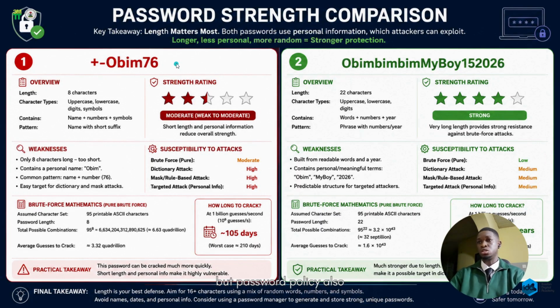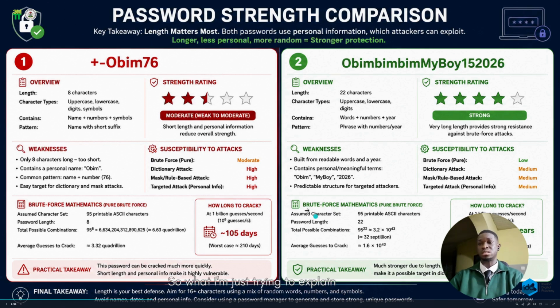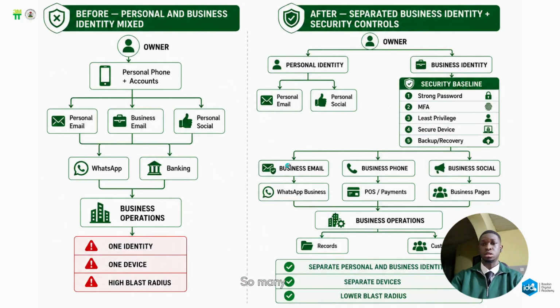Now, MFA alone is good, but password policy also should not be underestimated. This slide shows a comparison of 2 passwords, their strengths and weaknesses, and the kind of passwords to use. The key takeaway is that length is the best form of defense. For passwords, we should always aim for at least 16 plus characters with a mix of random words, numbers, and symbols. Using complex characters alone with shorter length is very susceptible and has a higher possibility of being cracked.